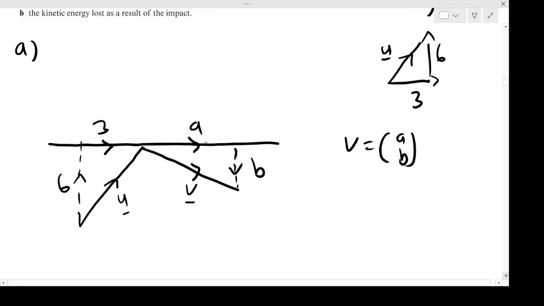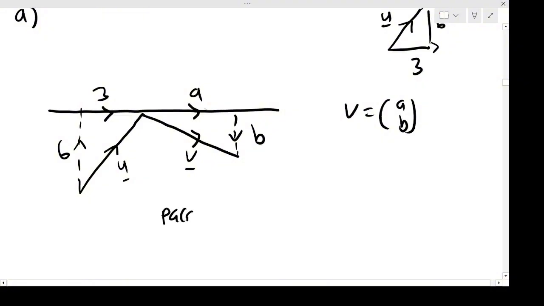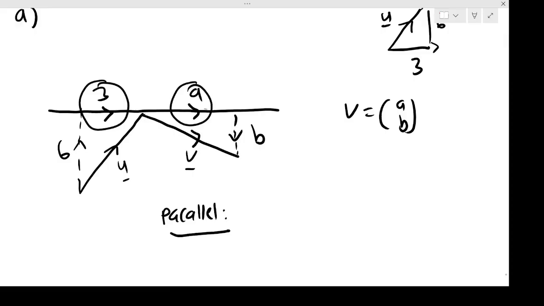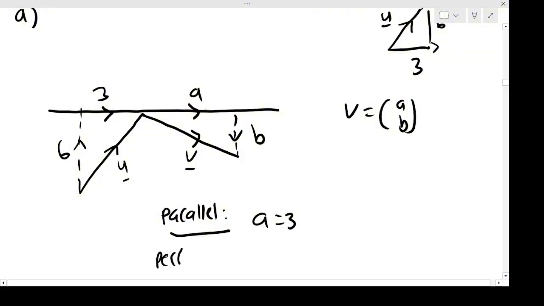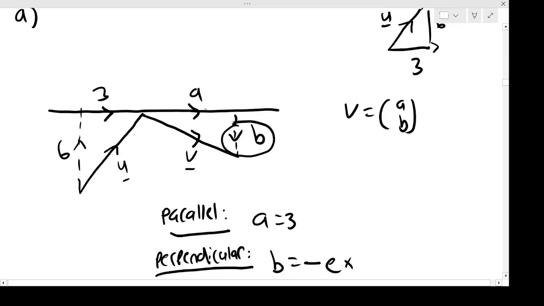So then at that point, it's quite simple. We're just going to consider the parallel and perpendicular parts. So firstly, the parallel parts are equal. So 3 has to equal a, and a is going to be positive because it's going forwards, to the right. Then perpendicular. Well, b is going to be negative because b is going down, isn't it? It's going downwards, which is negative. So it's going to be negative e lots of 6. That's my perpendicular part before.